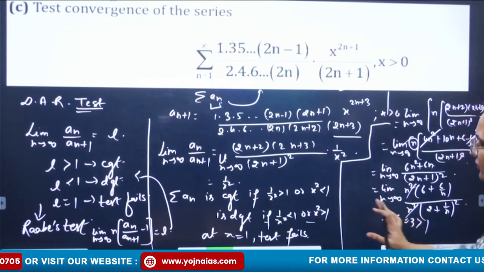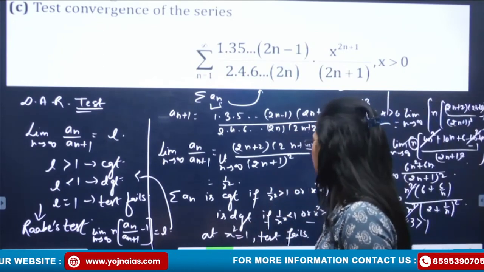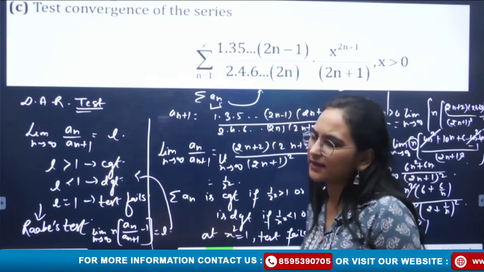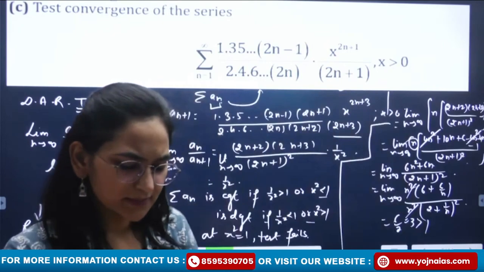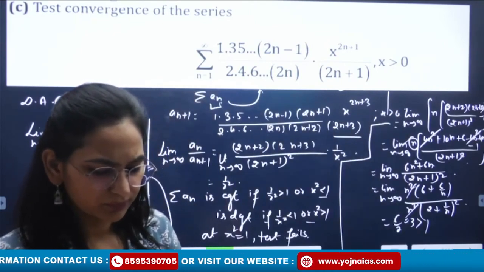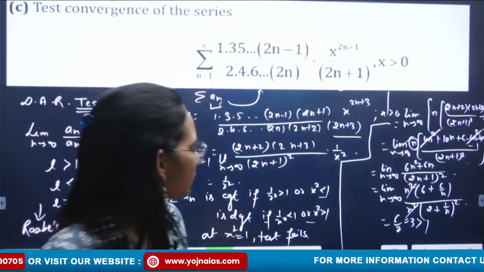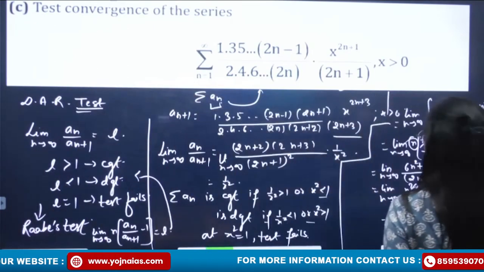So at x is equal to 1, or x square is equal to 1, this is convergent, and hence it is convergent if x square is less than or equal to 1. This is the condition that you need to check. Okay, let's move to the next question.